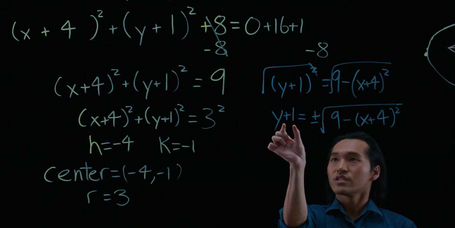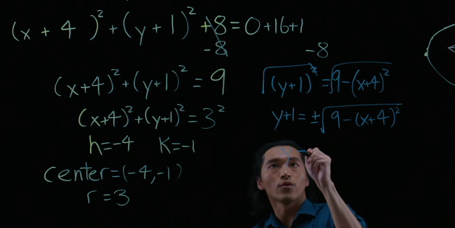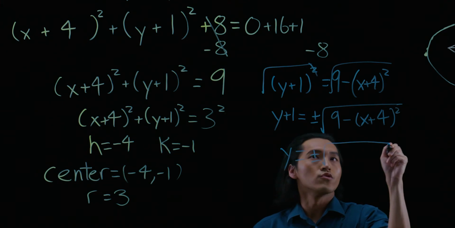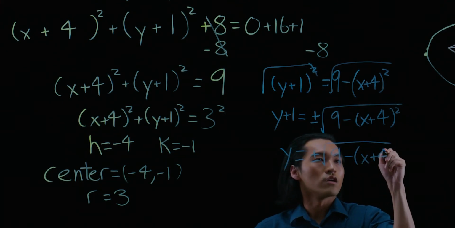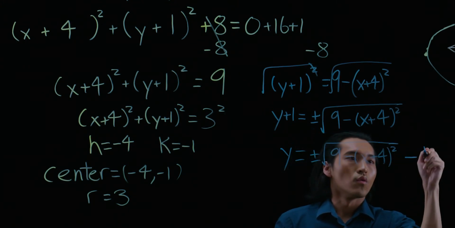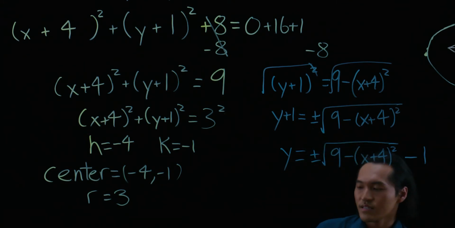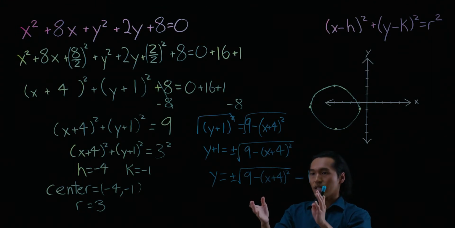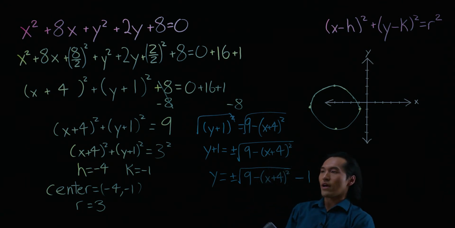And now, last but not least, we just have to take this 1 and subtract it from both sides. So then the final equation is going to be y equals plus or minus the square root of 9 minus (x + 4)², minus 1, right? So remember, this itself is not the standard form for what a circle is supposed to be like. We're only doing this so that we can plug in this equation into our graphing utility.